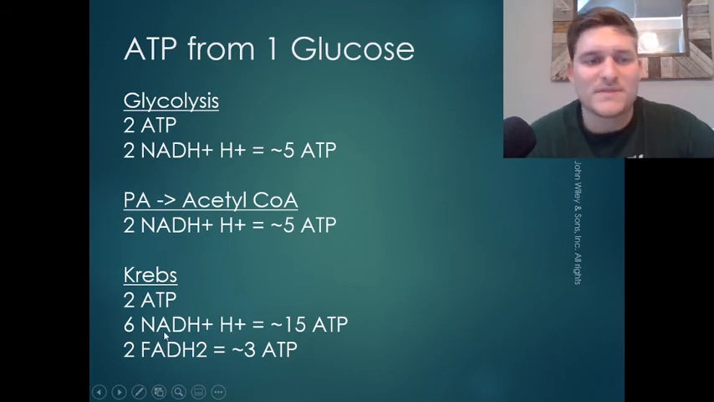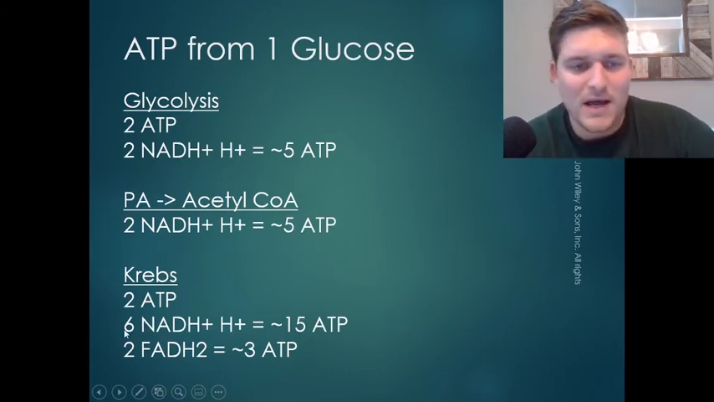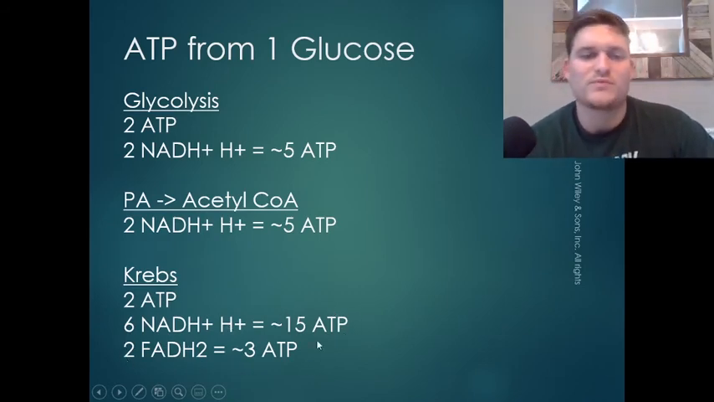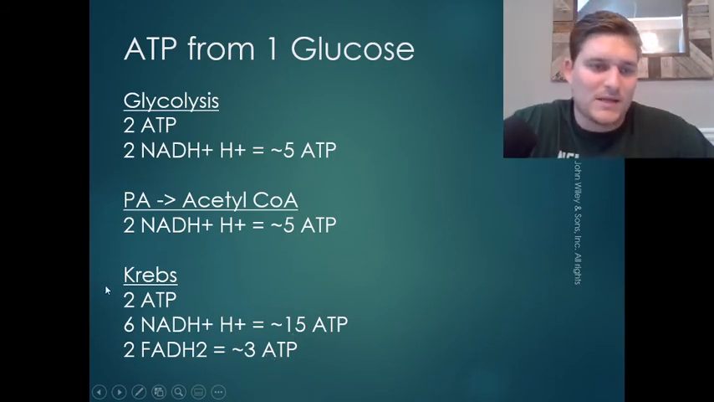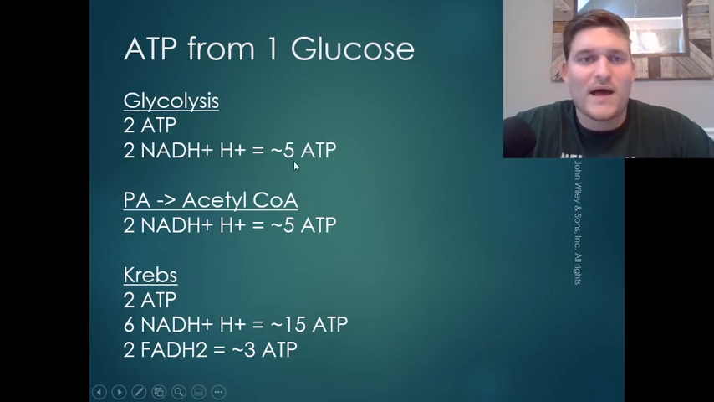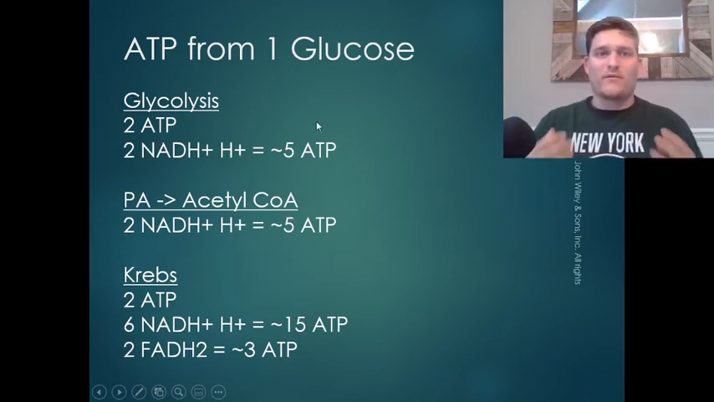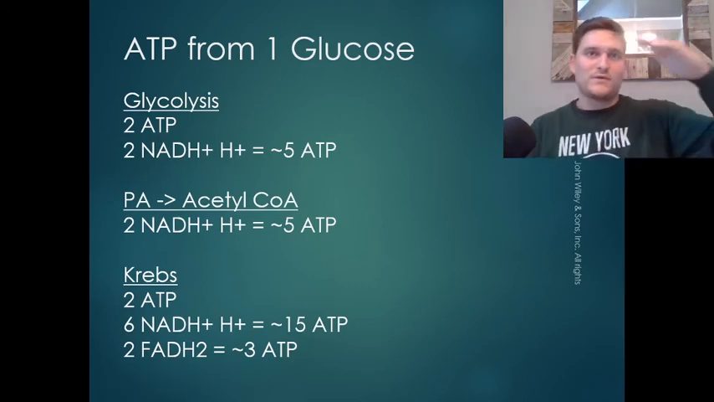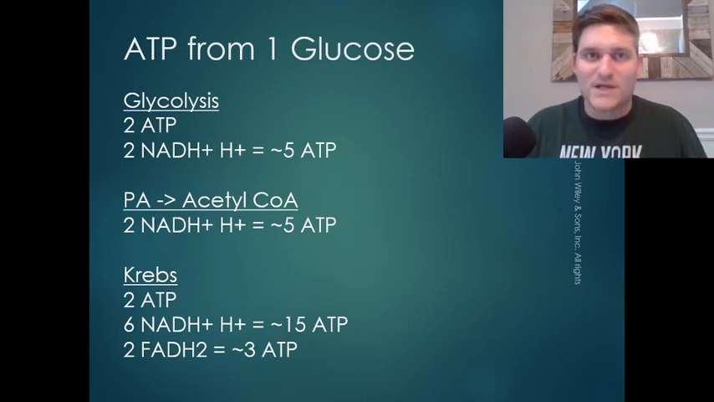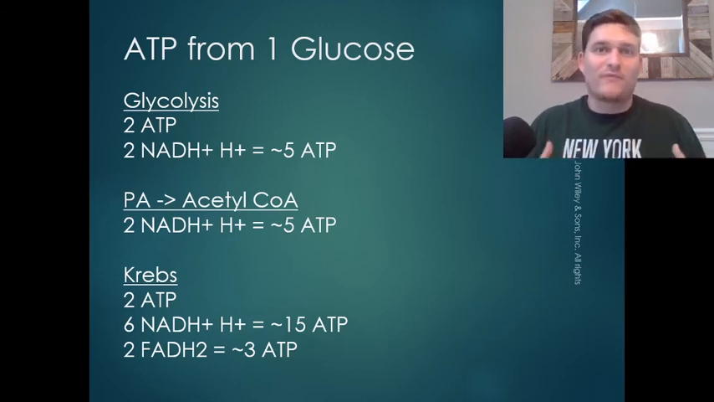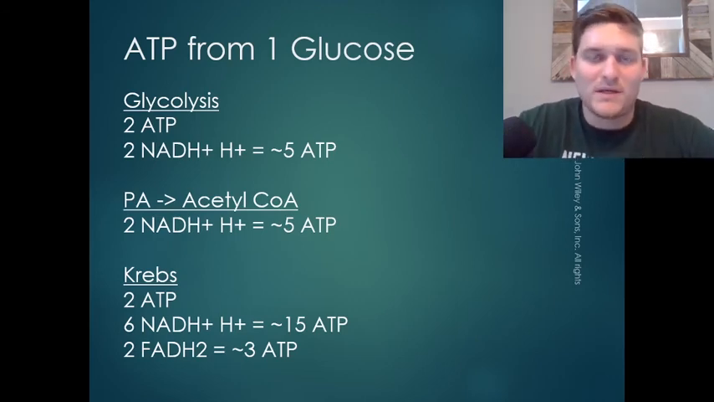And then in the Krebs cycle, we got 2 ATP, 6 NADHs, which are going to provide roughly 15 ATP, and then 2 FADH2s, which provide roughly 3 ATP. So if we take this, it will be 18, 20, 25, 30, 32. So that is our yield from one glucose molecule. If you took one molecule of glucose through all the steps, as long as there was oxygen present, you would yield roughly 32 ATP molecules.